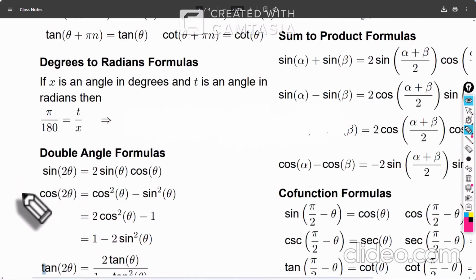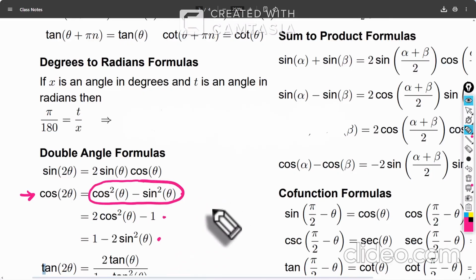All right, for the double angle formulas for cosine, there's actually 3 options here. Now, the denominator had both sine and cosine, so I am going to choose the one with both sine and cosine. It would still probably work either way, but I'm going to go with this one. So cosine of 2 theta is going to be cosine squared theta minus sine squared theta.